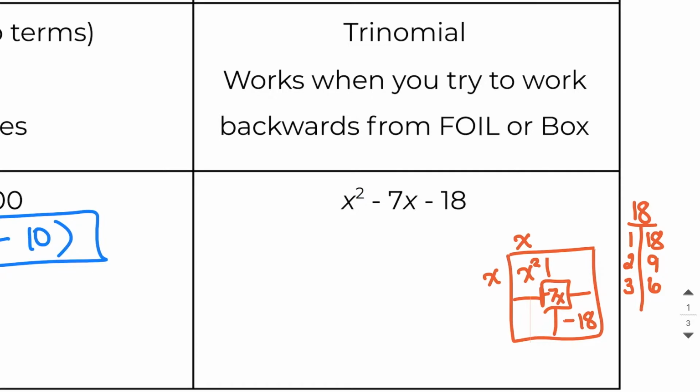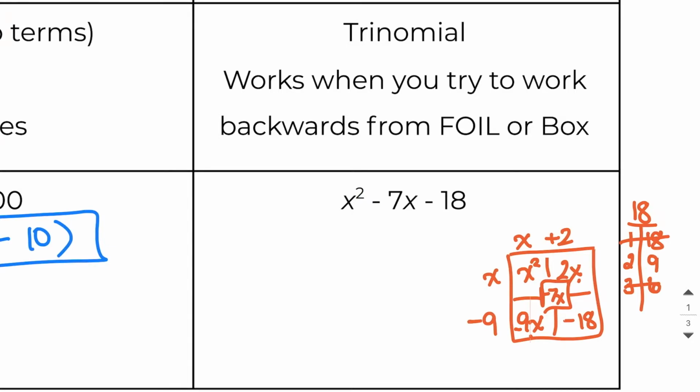And 5 doesn't work. 6 works, but it's already in our chart, so we're done. So now I'm trying to get this negative 7x from these factors right here, and the only numbers that will work are 2 and 9. So if I put a 2 here and a 9 here, watch what happens. I get 2x here, I get 9x here, and if this 9x was negative, negative 9 plus 2 is negative 7. So I know that that works.